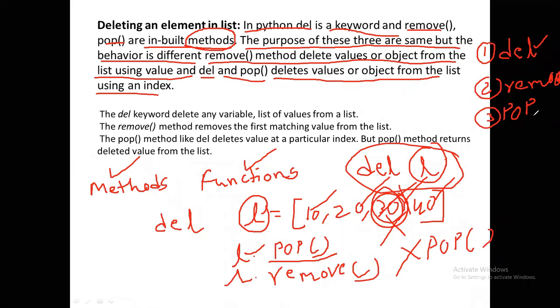And this is the pop. This pop can delete with the help of an index value. So for example, pop of 3. That means the third index element will be deleted. Or if you call pop like this, then the last inserted element will be deleted.